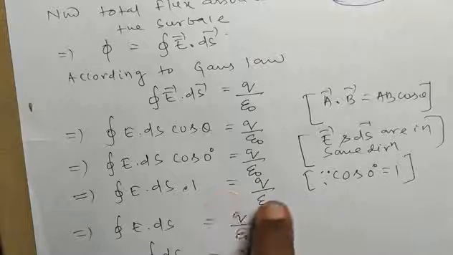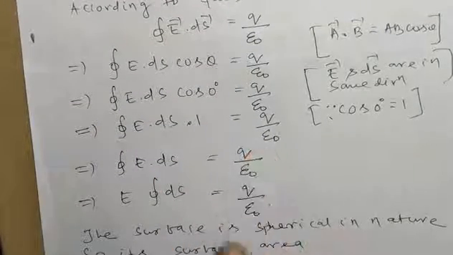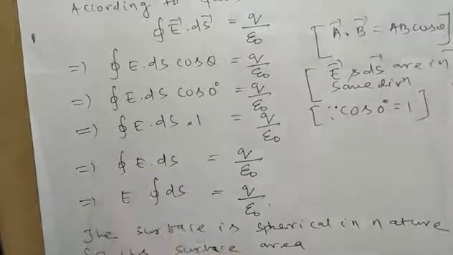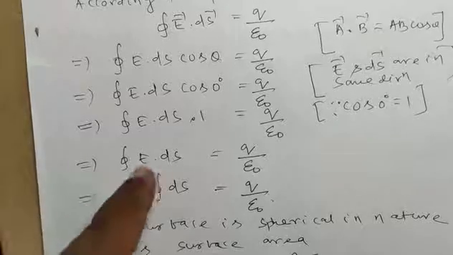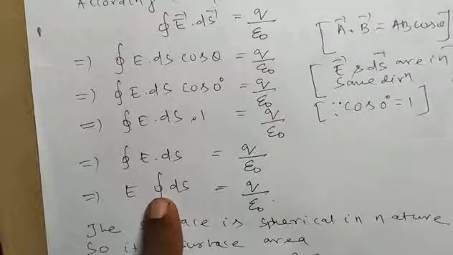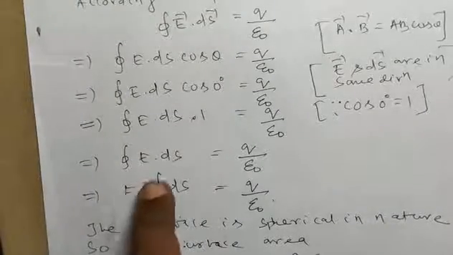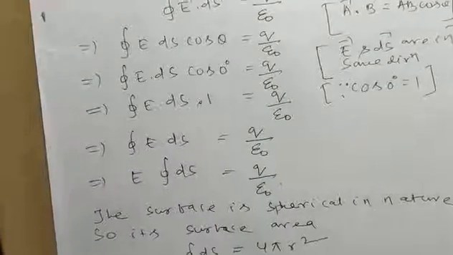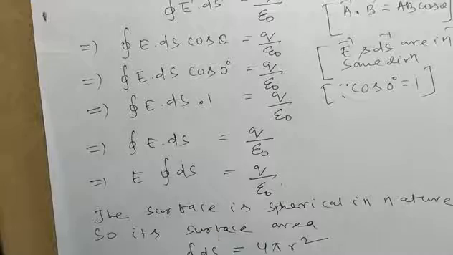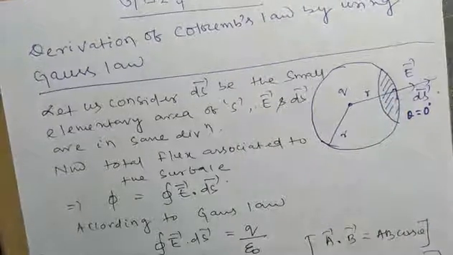E ds equals q by epsilon 0, and as the electric field is constant in nature, I keep the electric field outside the integration. E closed integral of ds equals q by epsilon 0. What is the meaning of that? That means the total surface area of the spherical surface.